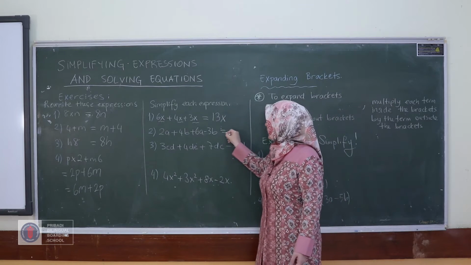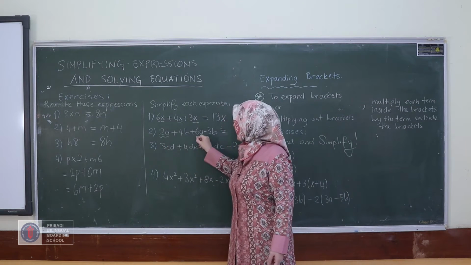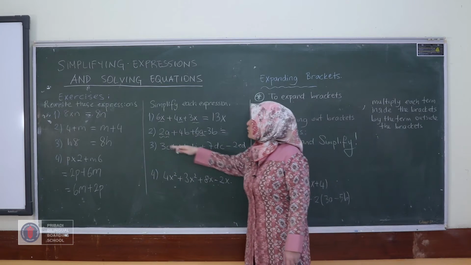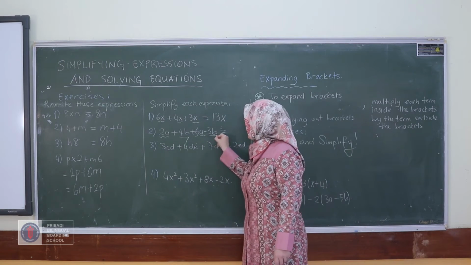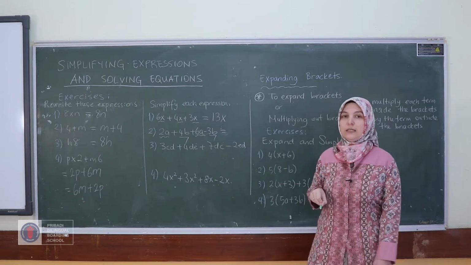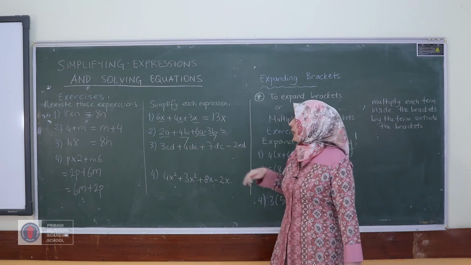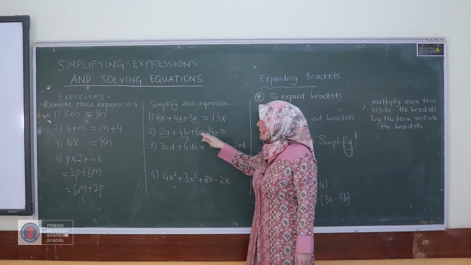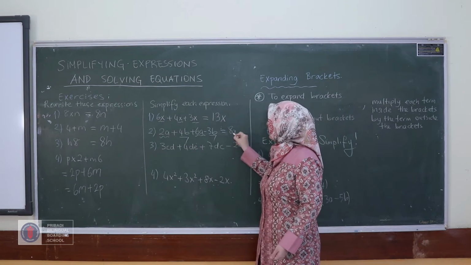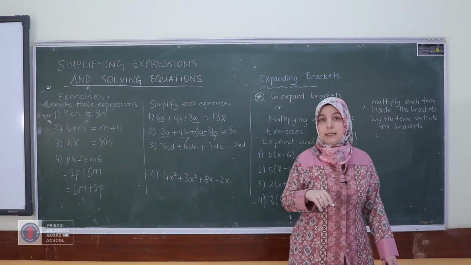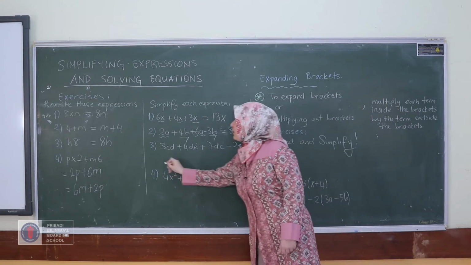And the next one, let's find the like terms for this one. 2a includes a, and 6a also includes a. So 2a and 6a are like terms. The next one, 4b and 3b, both include b. So 4b and 3b are like terms. 2a plus 6a is 8a. 4b minus 3b is b. So 8a plus b in simple form.